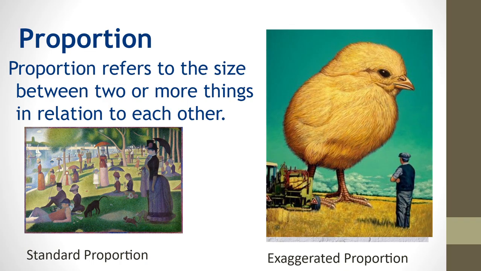You can see the people farther away get smaller and smaller. As we get closer to the viewer in the foreground, the people are much larger. We also have exaggerated proportion, like this artwork on the right. This would be called surrealism.